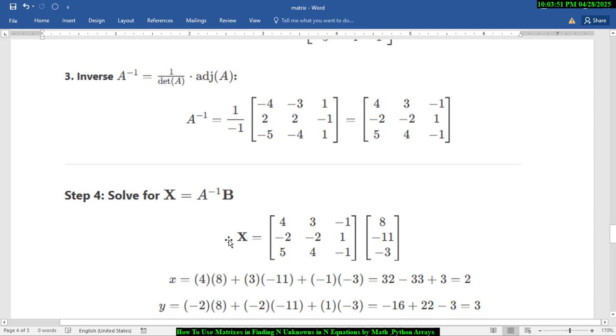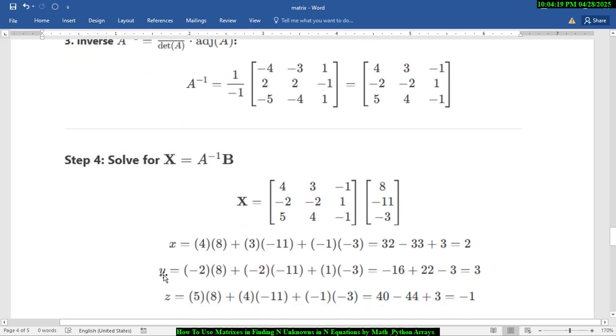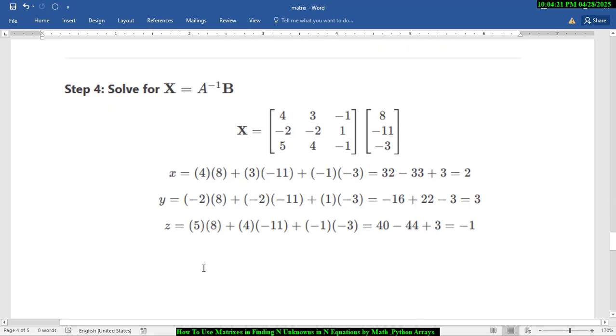After that, we calculate the unknowns, which are x, y and z, the array or this matrix. Here you will find 8 times 4 plus 11 times 3 plus 3 times minus 1. So x equals 2. This is x. Imagine that there is an array x, y, z, a vertical array here. Okay, and we calculate y and this.